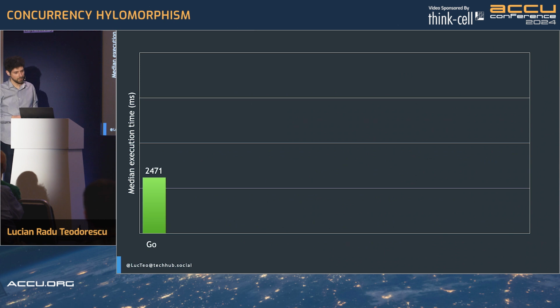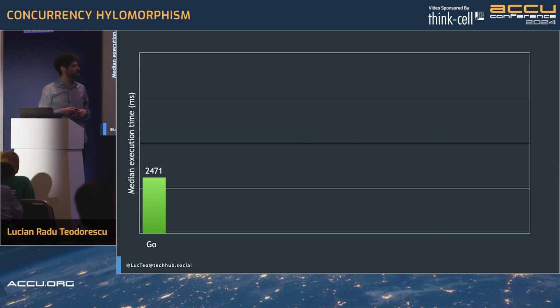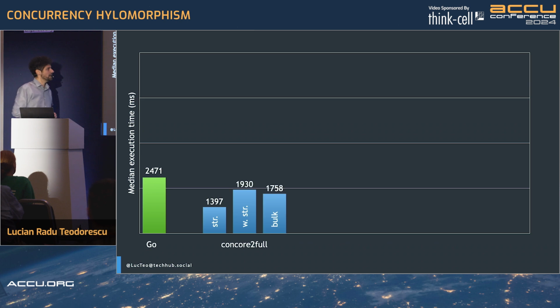So let's look at some performance measurements. I'll start with the Go implementation to set the stage. That's what the author did. For this particular thing, on this particular machine, it ran in 2.4 seconds, the median time. If I have this implemented with my concur to full library, that executes in 1.3 seconds, 1.9 seconds, and 1.7 seconds.